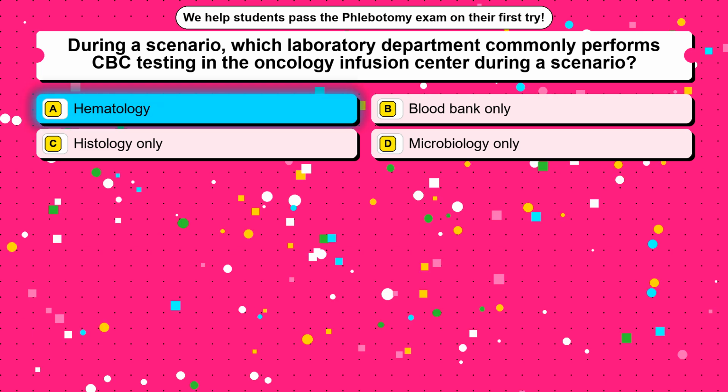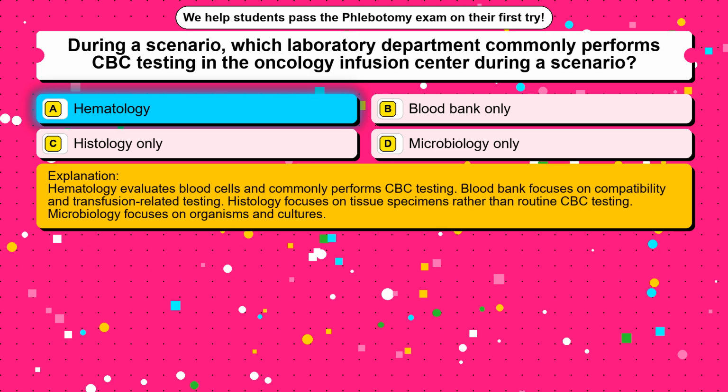The correct answer is option A. Hematology. Hematology evaluates blood cells and commonly performs CBC testing. Blood bank focuses on compatibility and transfusion-related testing. Histology focuses on tissue specimens rather than routine CBC testing. Microbiology focuses on organisms and cultures.